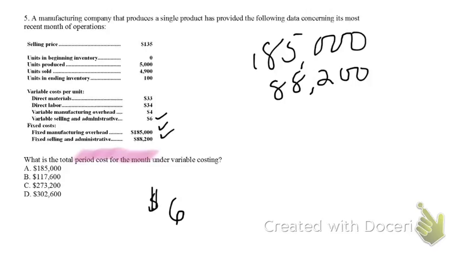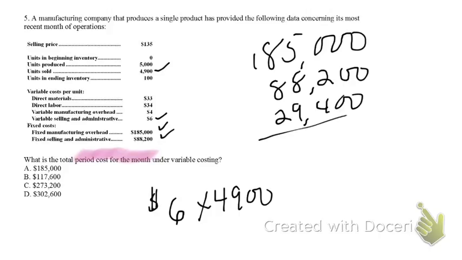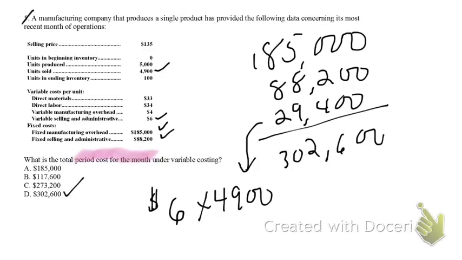And the key is what do we multiply it by? We multiply it by the number of units that we sold, because that's not the amount that was produced, but the amount that was sold. And so that will give us 29,400. And keep in mind that 29,400 is coming from that 69,400. That'll give me $302,600. And so the answer is D, $302,600. And keep in mind, this is question number 2.